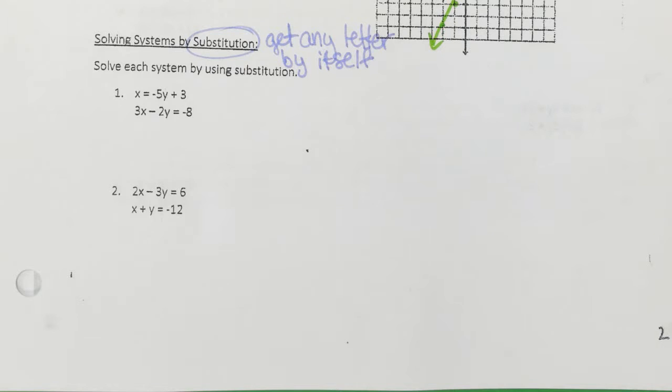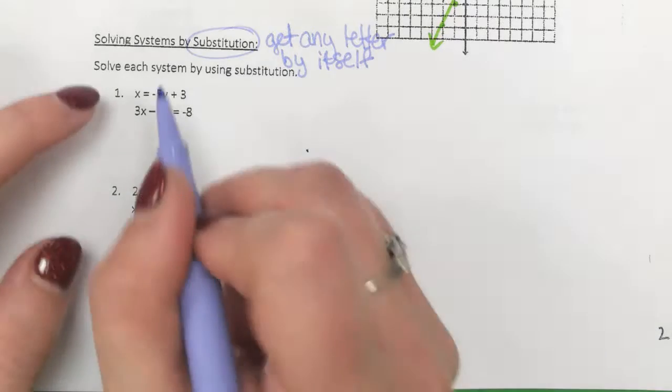Okay, so let's look at number 1. Do you see a letter? Doesn't matter which one, but do you see a letter that's already by itself? Nothing else is around it. All right, which one? X on the top one right here.